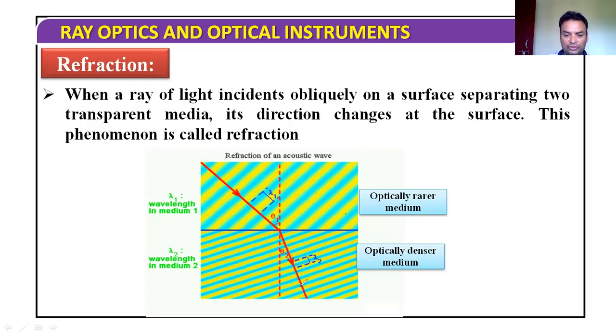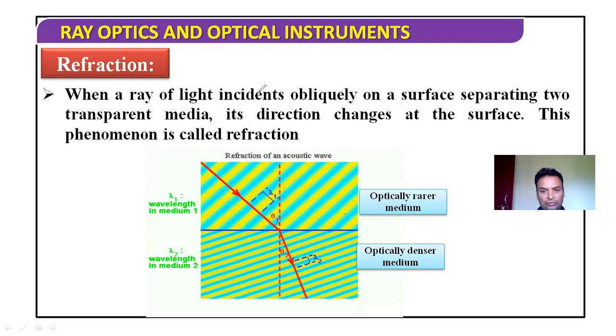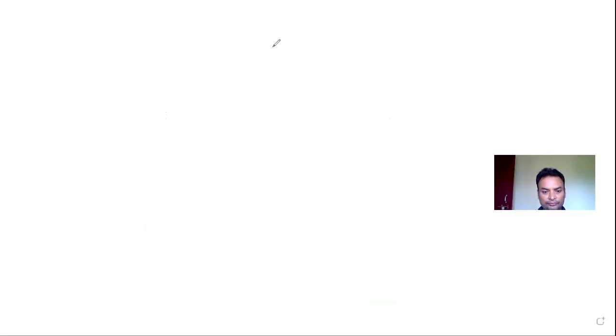Now my target is to study the principle of reversibility of light. For that I will use the Zoom board. So my topic is principle of reversibility of light. What is that?